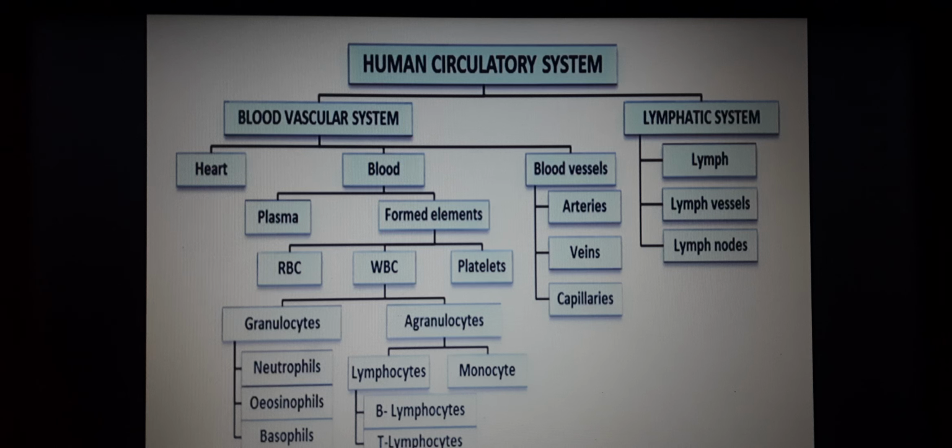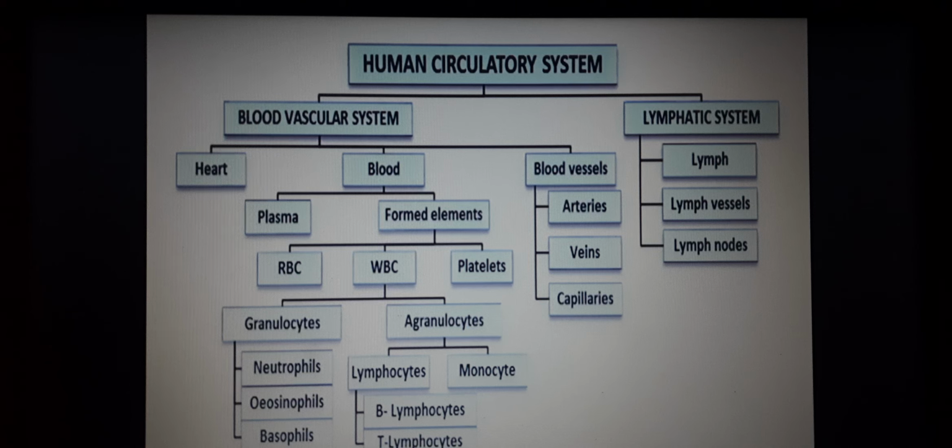Now the human circulatory system. Here the human circulatory system is mainly the blood vascular system and lymphatic system. Please try to write the chart in your copy, it will help you. The blood vascular system mainly comprises the heart, blood and blood vessels. Blood means plasma and formed elements. Plasma means all the liquid part, and formed elements, as I have explained, are RBC, WBC and platelets.